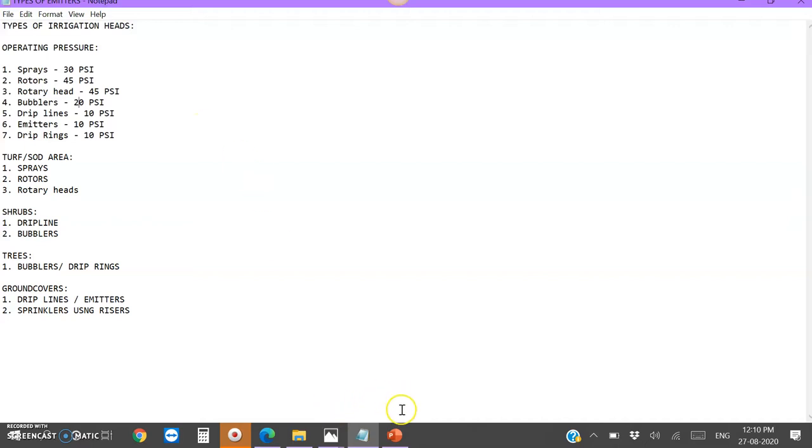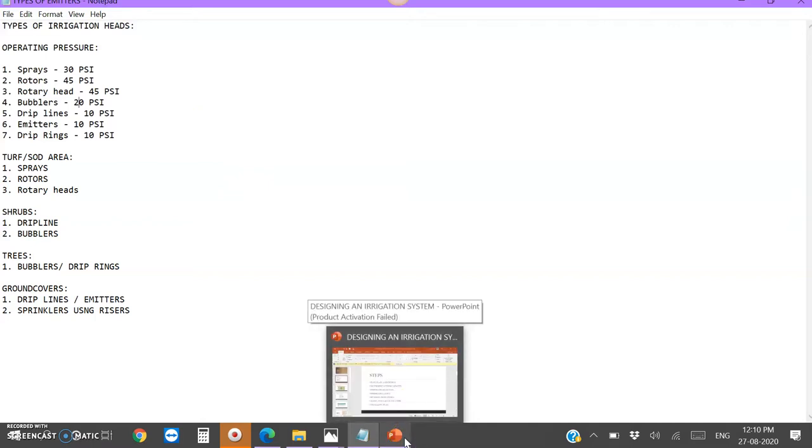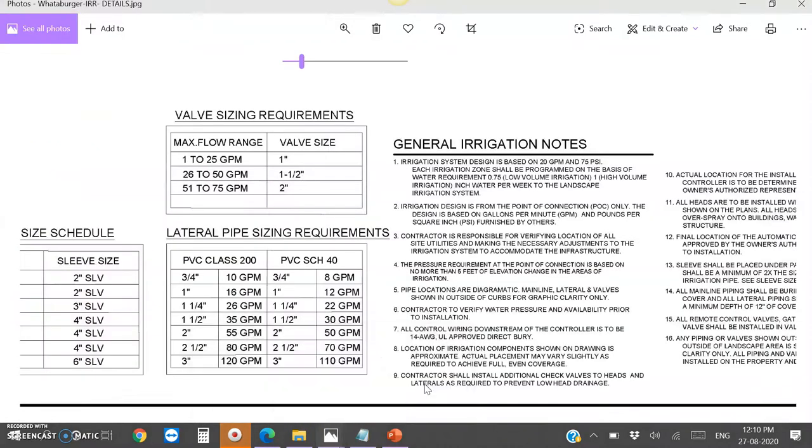One more thing is pipe layout. This factor also we need to keep in mind. In a 3/4 inch pipe, we can pass a maximum of 10 GPM, because if you pass more than that, then the velocity in the pipeline will be more than 5 feet per second. If the velocity is more than 5 feet per second, then the friction loss will be very high, so the pressure available at the heads will be very low. So we need to keep that in mind.